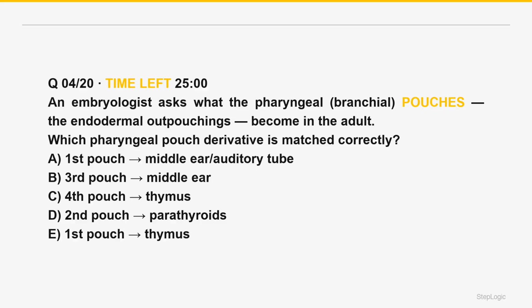Which pharyngeal pouch derivative is matched correctly? An embryologist asks what the pharyngeal, branchial, pouches, the endodermal outpouchings, become in the adult.